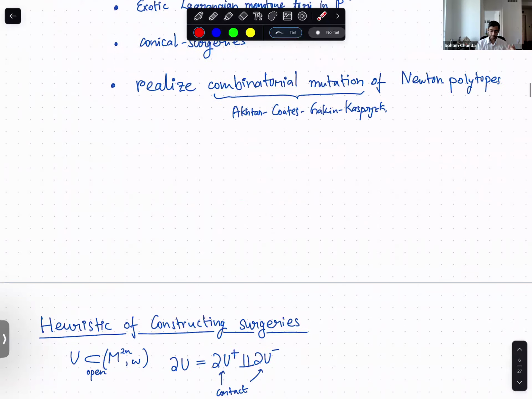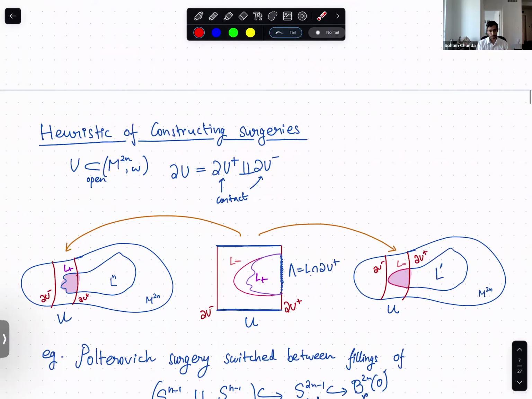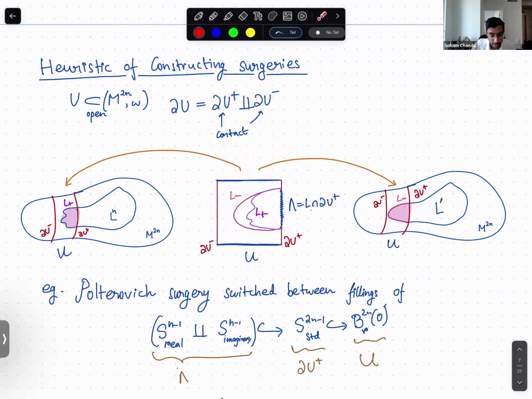Okay, so now let's go to a heuristic of how to construct surgeries. I've already told you what Polterovich surgery does. Now I'll tell you how to get a formula of how to do surgeries in general. If you have a setup like this, where M is your symplectic manifold, and U is an open subset inside the symplectic manifold, such that the boundary of U has two parts, and both of them are contact. One is the positive part and one is the negative part. So you can think of U as a symplectic cobordism between ∂U plus and ∂U minus.